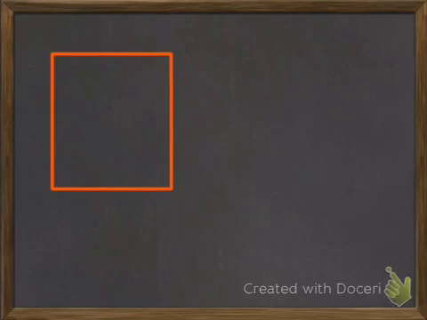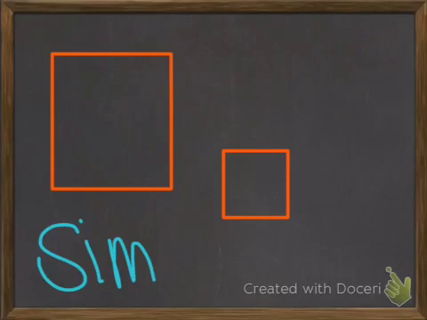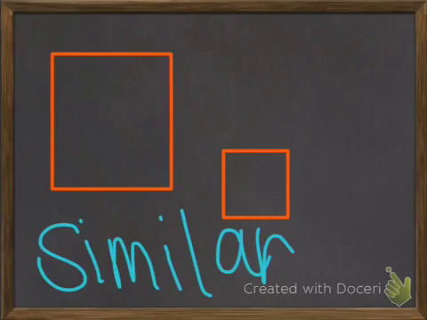What happens when they're not the same shape? Or I'm sorry, when they're not the same size? Well, these two are the same shape. They're both squares, but they're not the same size. So we just call them similar shapes. They're similar, but they're not congruent because they're not the same.